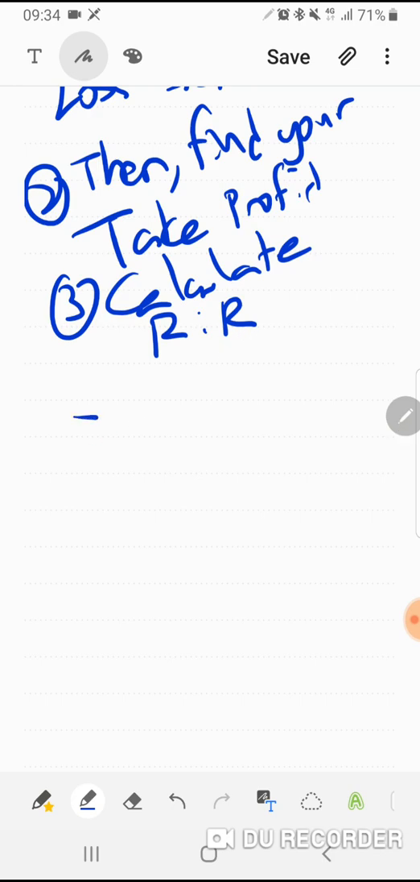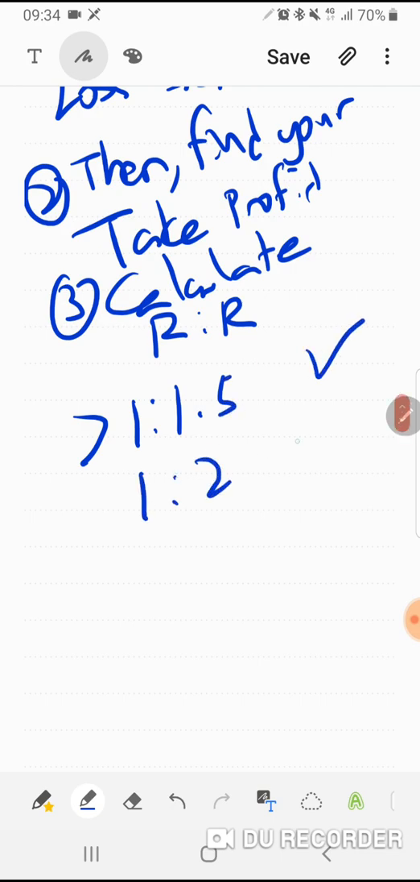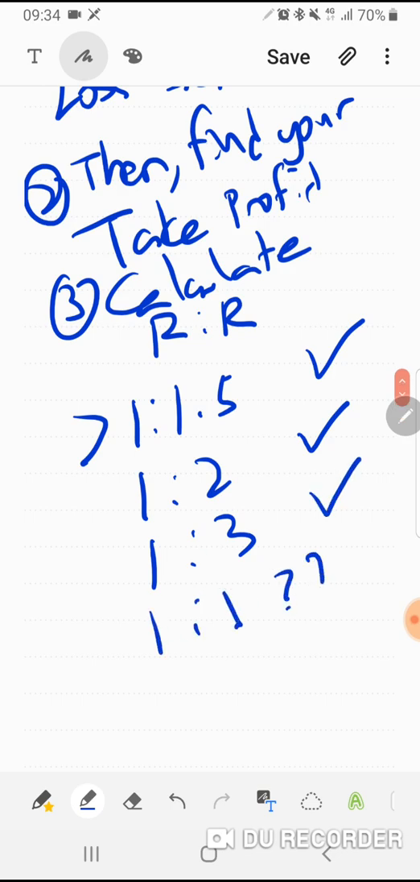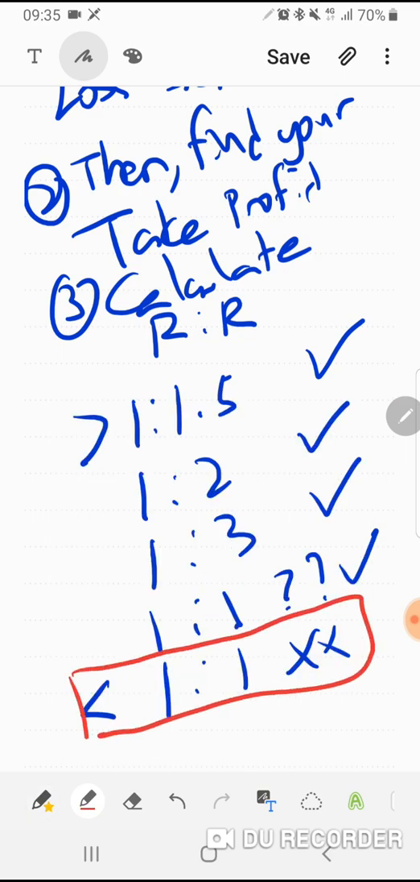If it's more than 1 to 1.5, go ahead, or 1 to 2, go ahead, or 1 to 3, go ahead. If it's 1 to 1, it's a question mark, still can go ahead. But if it's less than 1 to 1, definitely it's a no.